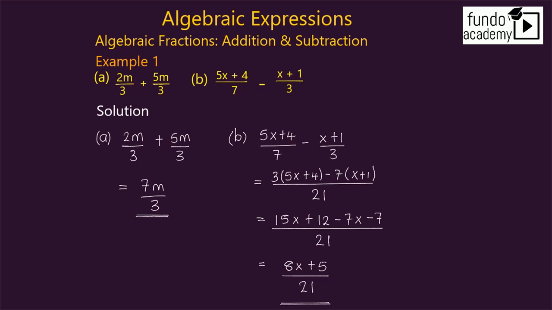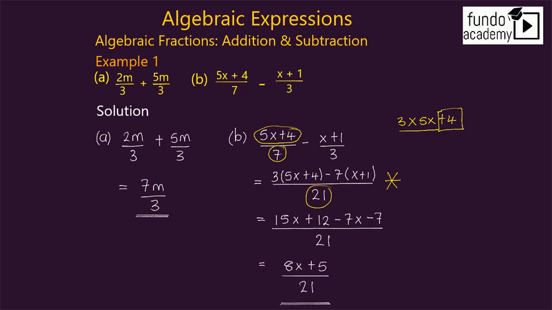I think you are seeing here from these two examples how we add or subtract algebraic fractions. The most important thing here, especially this part right here, is that many students make a lot of mistakes on it. Most of the time, when they divide 7 into 21 and they get 3, they multiply 3 by 5x plus 4 like this: 3 times 5x plus 4. This is tricky because it means you only multiply 3 by 5x, neglecting the plus 4.